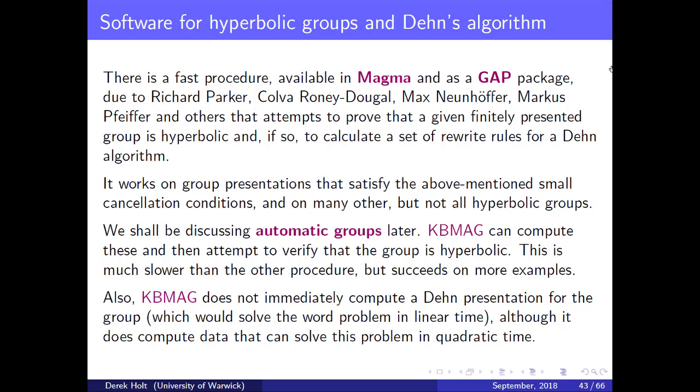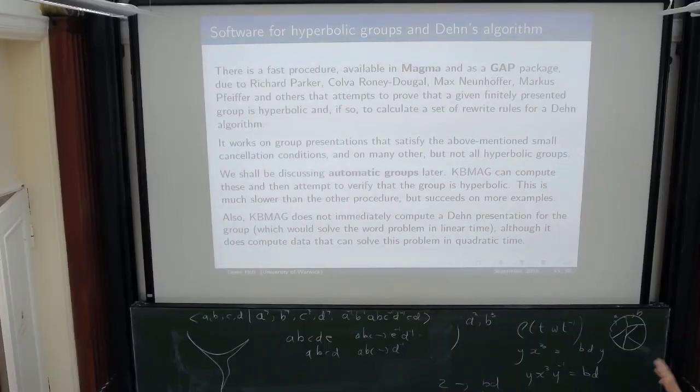for working with hyperbolic groups, which is going to be the topic of my next lecture, the third lecture. This can prove that a group is hyperbolic. In theory it will work on all hyperbolic groups, but again you're bounded by it. It's typically much slower, and it comes up with a solution of the word problem, but it doesn't come up with a Dehn presentation, it comes up with a quadratic time solution. So KBMAG works on more examples, but it's much slower.